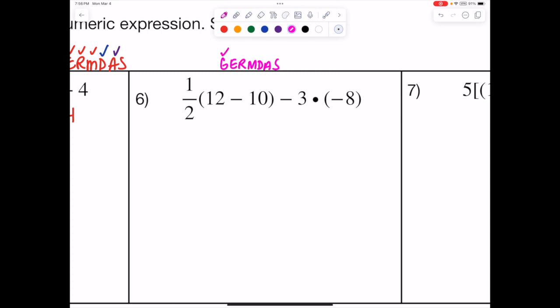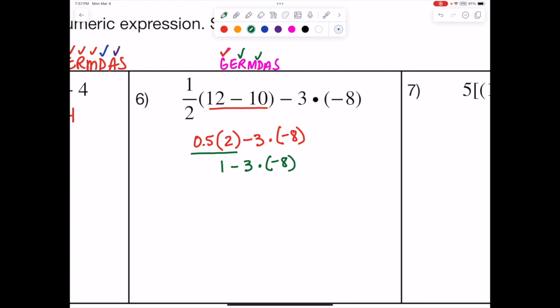Is there any grouping? Yes, there is, okay? So here's our grouping. Let's take care of that first. So we still have 0.5 times, or 1/2 times 12 minus 10 is 2, minus 3, times a negative 8. And that's just in parentheses for the purpose of organization. All right, let's go ahead and see if there's any exponents or roots, and there are not. So let's go on to multiplication, division, whichever comes first from left to right. So here's some multiplication. So what is half of 2? Well, half of 2 is 1. Minus 3 times negative 8.